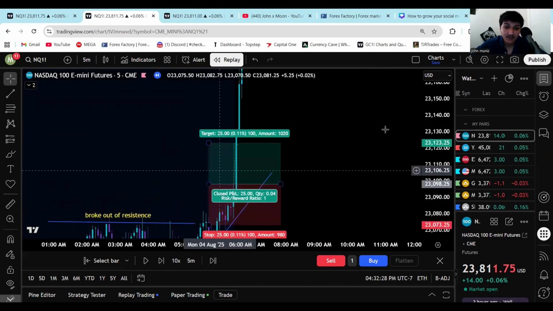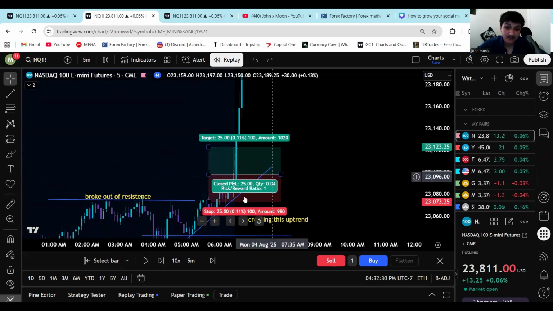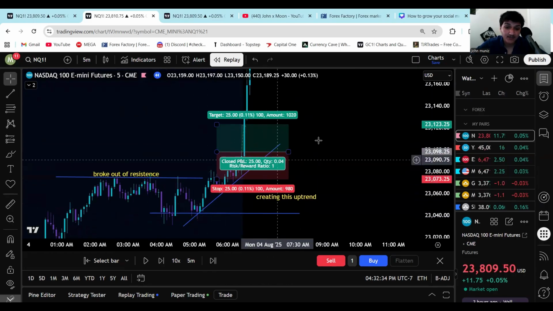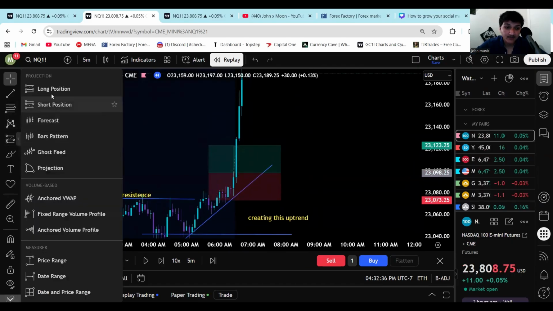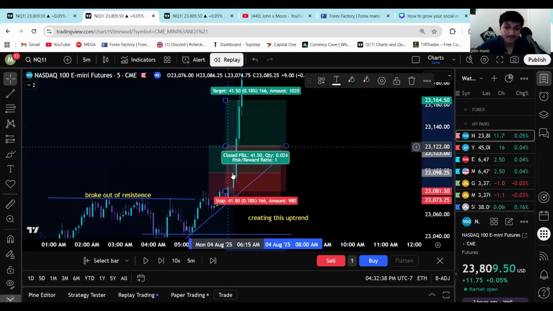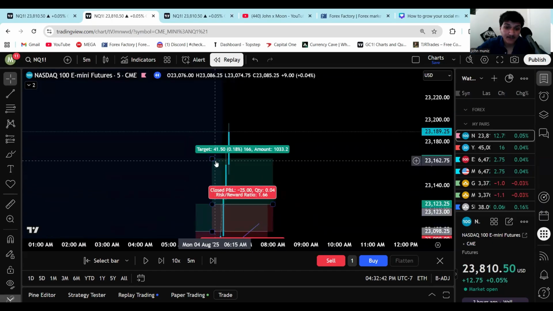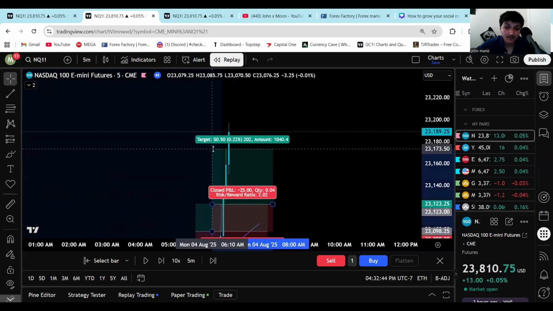As you can see, clear continuation. Didn't want to break the trend like last time. We took out this trend. We're already creating that uptrend pre-market. And then you would get in your position here, like I said before. You would have your 25-point stop loss. And then you would go for that 1 to 2, and you hit it.